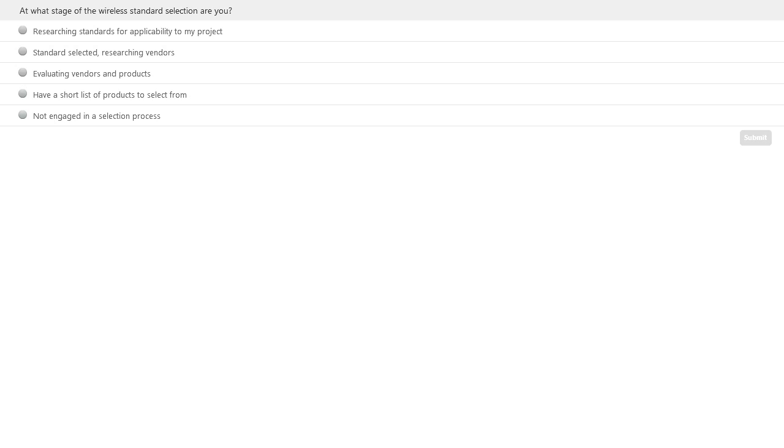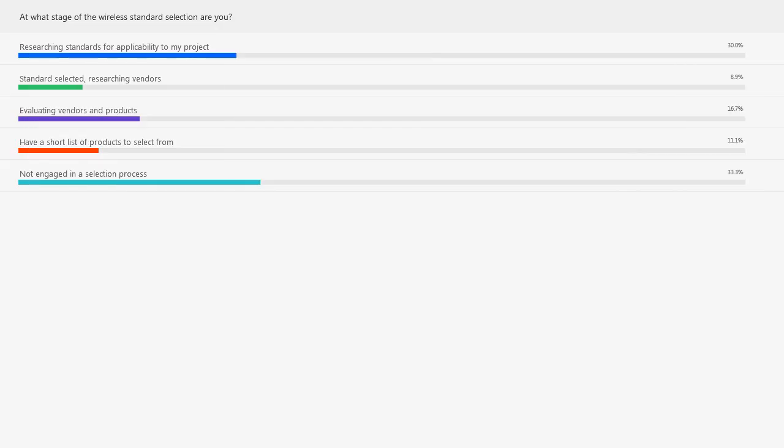Let's move forward and see what answers we've got. I always find this interesting. 33%, a third exactly, are not engaged in the selection process at the moment. But the second highest answer was number 1, researching standards for applicability to your project. Somewhat behind that, at 16-17%, is evaluating vendors, and very similar figures for having selected a standard and for those who have a short list of products. Florian, is that in line with your expectations?